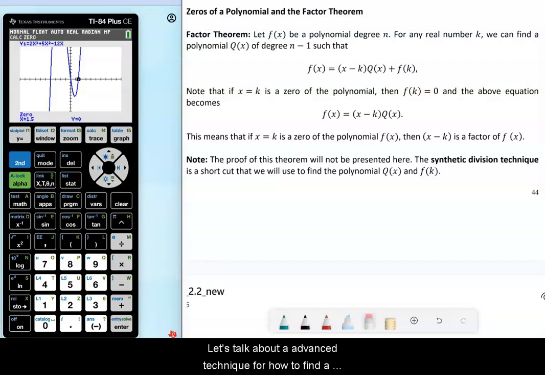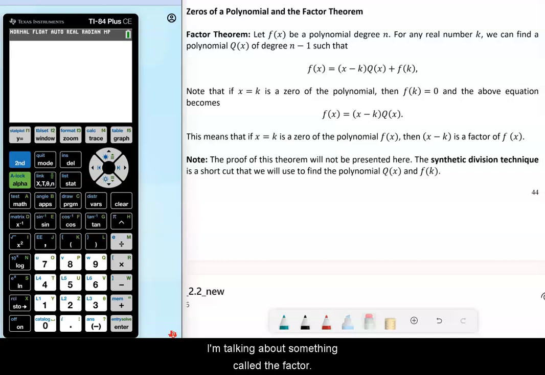Let's talk about an advanced technique for how to find a zero or the factors of a polynomial. I'm talking about something called the factor theorem. Now, the factor theorem says that if we have a polynomial of degree n and we have a real number k, such that we can find a polynomial of one degree smaller, n minus 1, then we can rewrite it as f of x equals that k value times some other polynomial plus f of k.